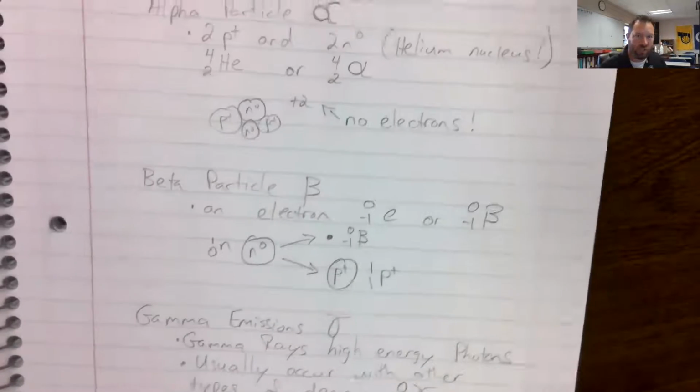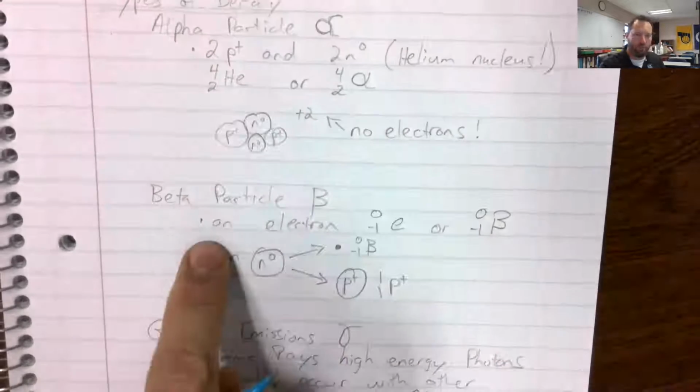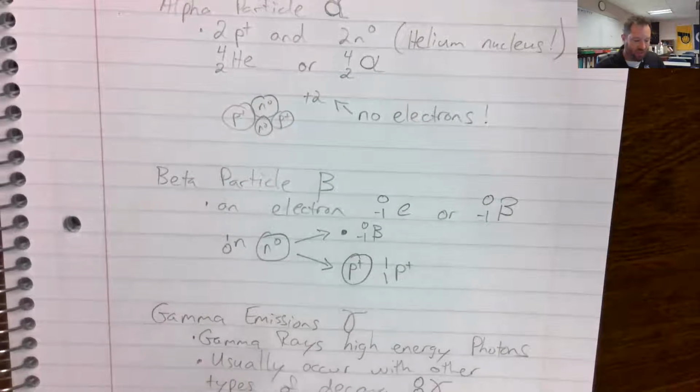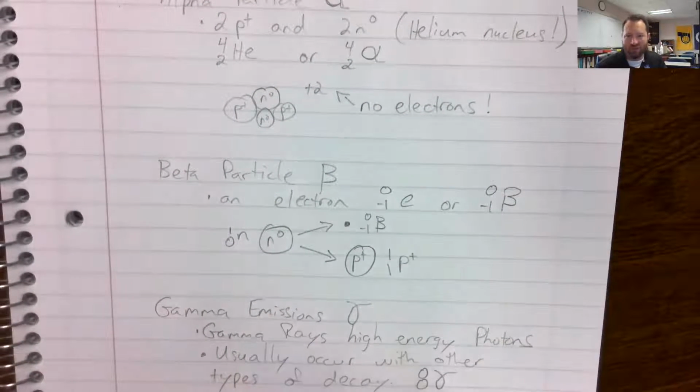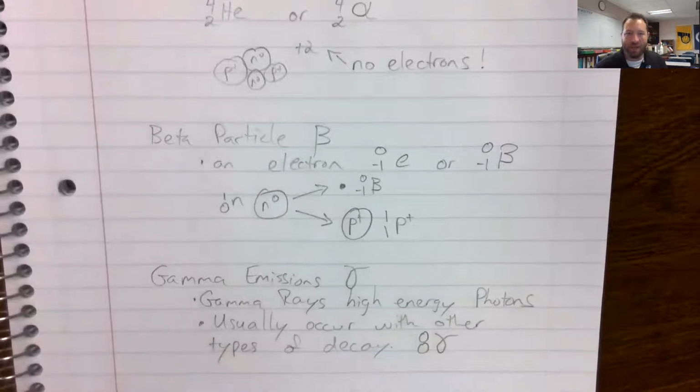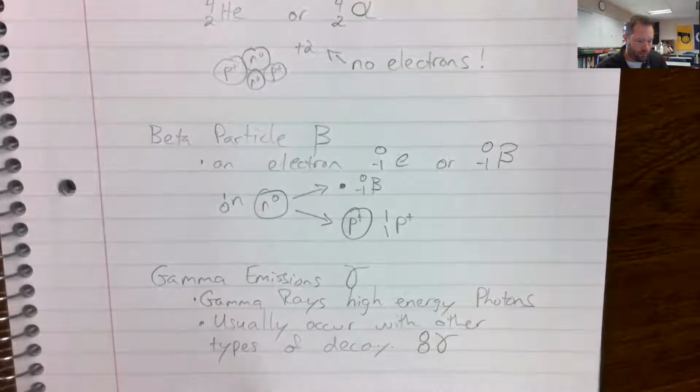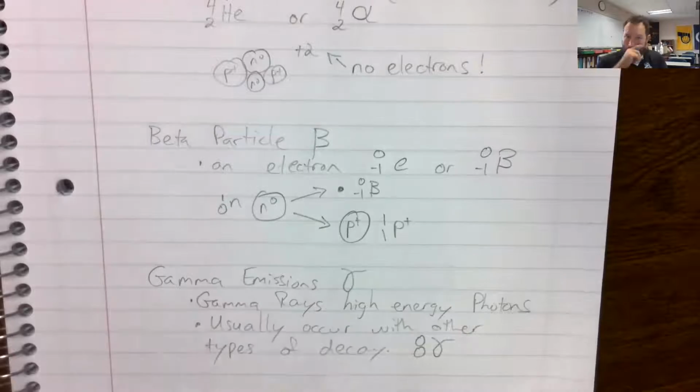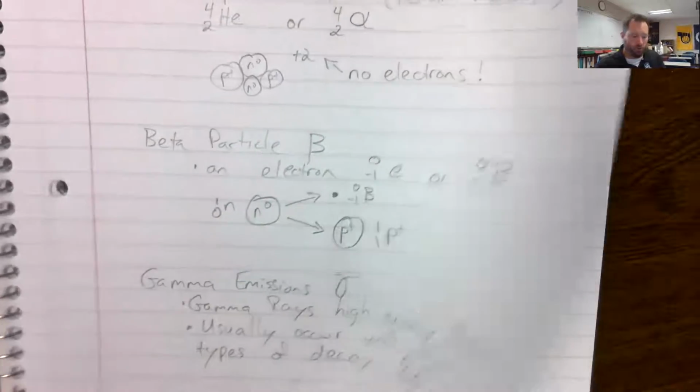So there's our three types of decay. We have alpha particles, beta particles, and gamma emissions. Again, we don't call it a particle because it's really not. It's just a high energy packet of light, basically, that comes off of the decaying nucleus with one of these other particles. A couple of examples for you guys. First one.